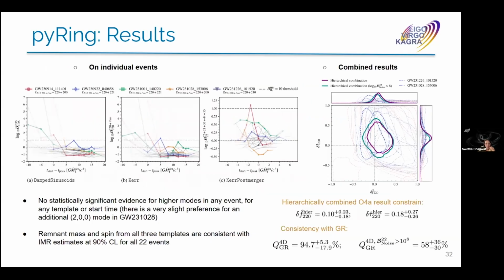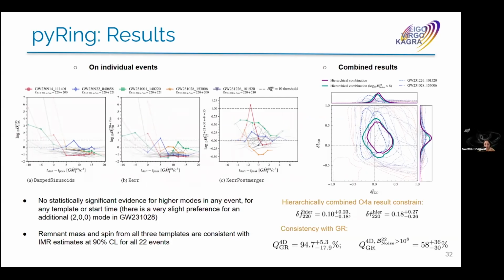Yeah. So in this slide, on the left, we have the Bayes factor plots that show the evidence of higher modes relative to a single mode null hypothesis as a function of time for all three templates. So we see no statistically significant evidence for higher modes in any event for any template in all the start times that are after the peak. The Bayes factor after the peak remains consistently below 1, which is the dashed line you see.